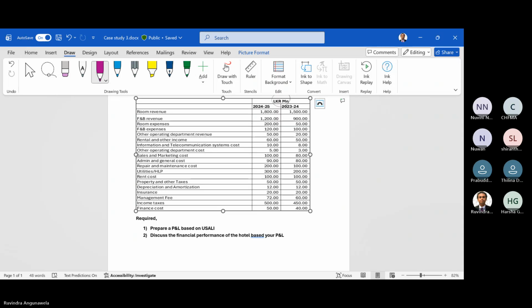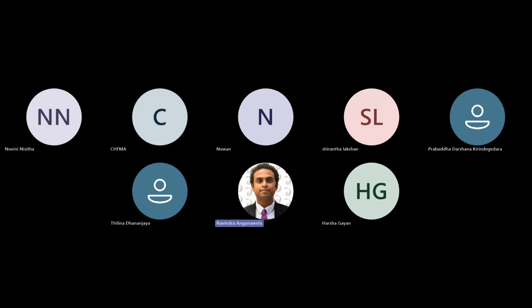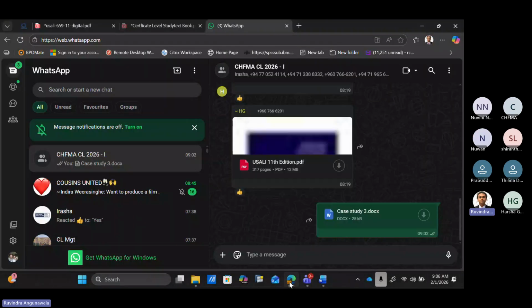Now, something that you need to include in your P&L is, if you refer back to your USALI P&L, now you know the structure, but I want you to add certain things to this P&L structure. Believe I'm sharing the screen now.